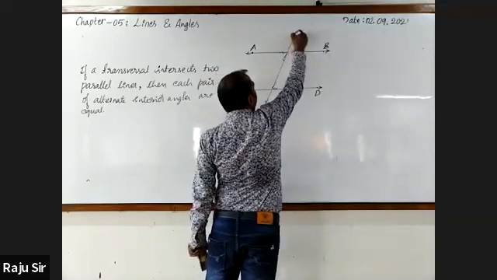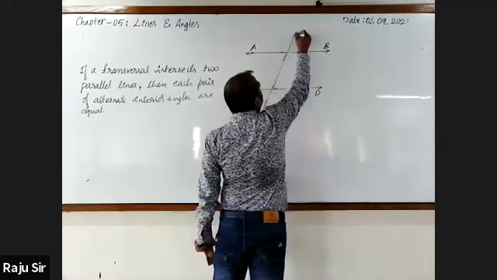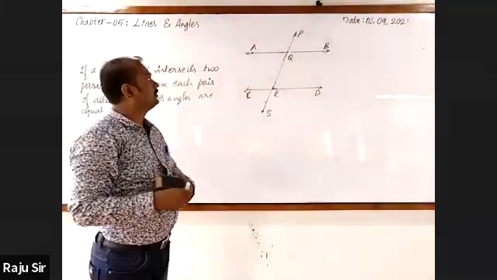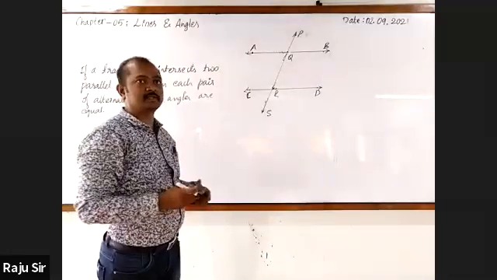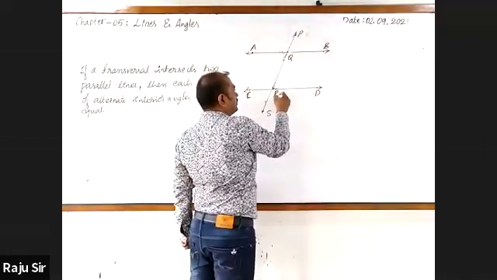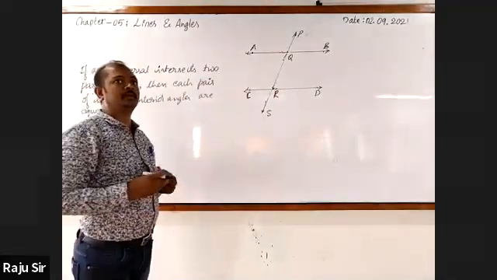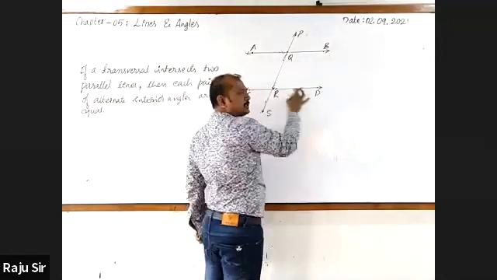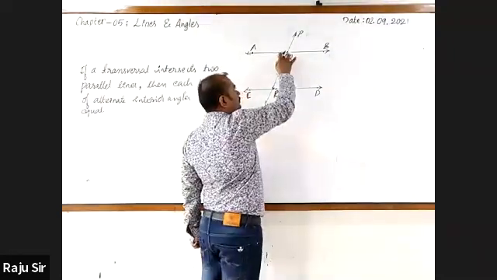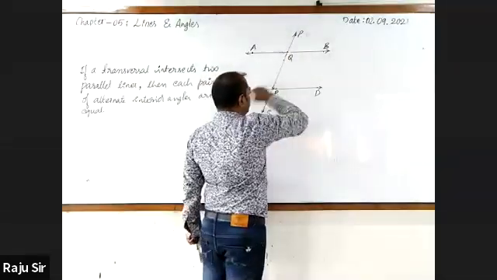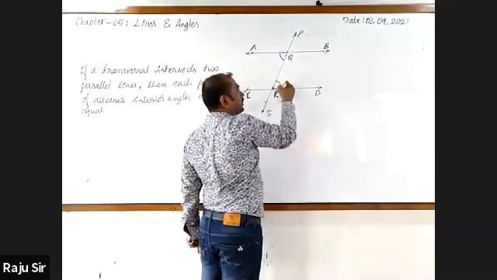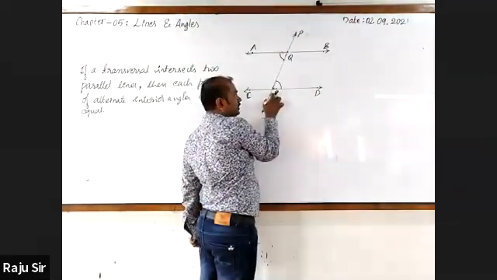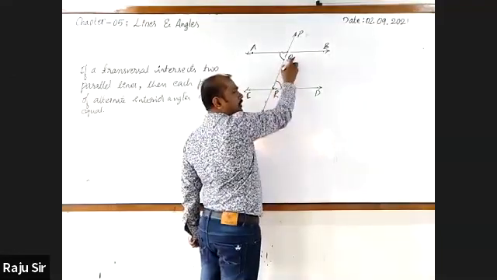Will you take EF? I'll take P, Q, R, S. PS is a transversal, and Q and R are the points of intersection. Look at the board. Here, AB is parallel to CD. Now we have to prove each pair of alternate interior angles are equal. That means we have to prove that angle AQR is equal to angle DRQ.